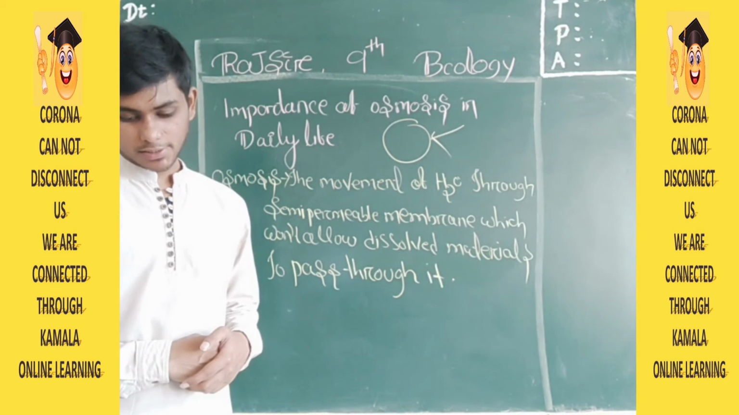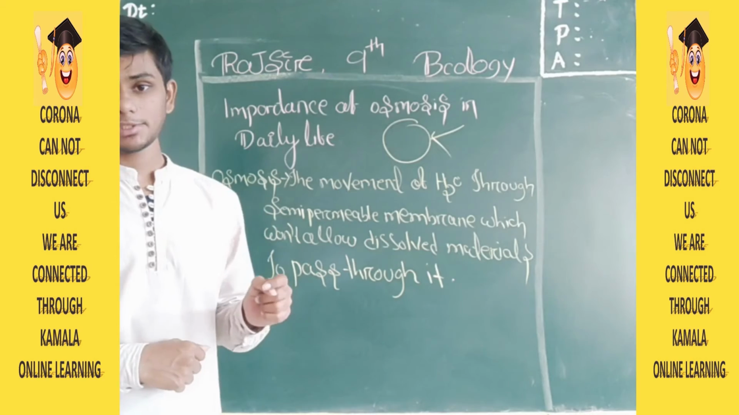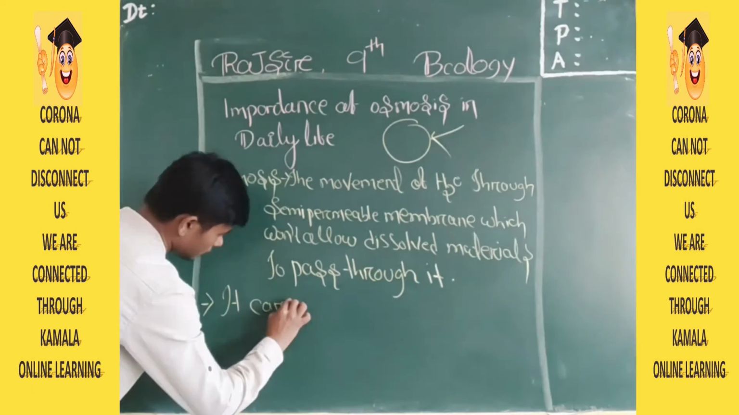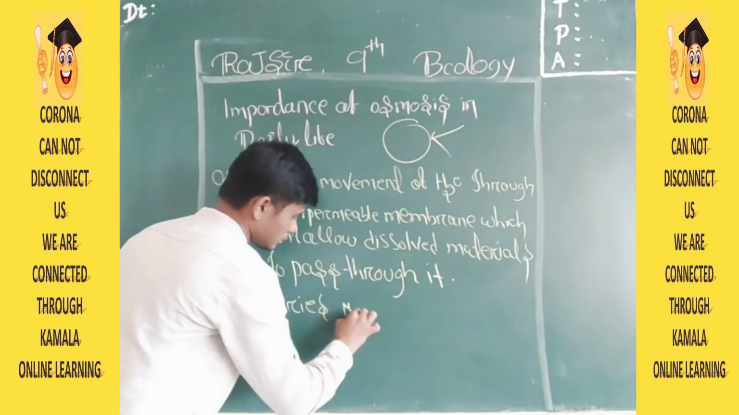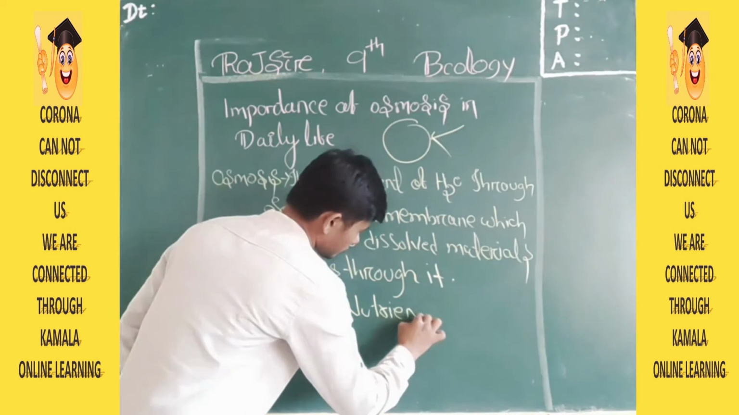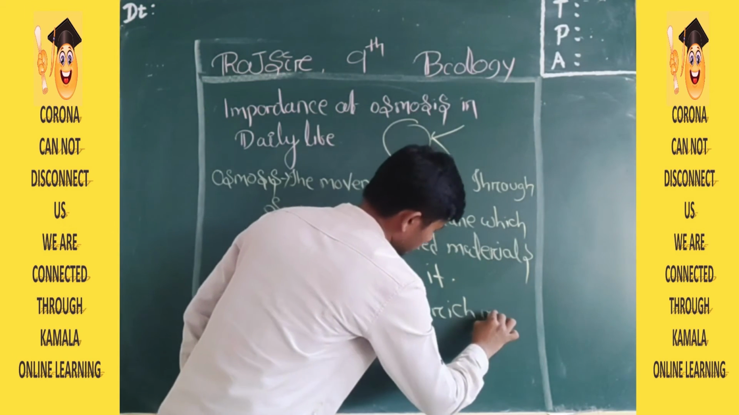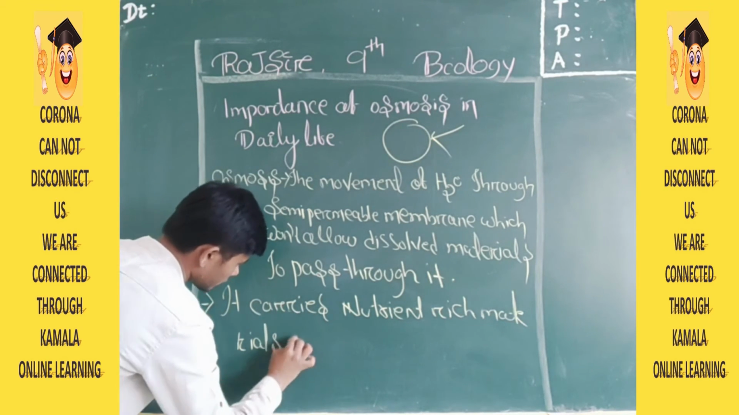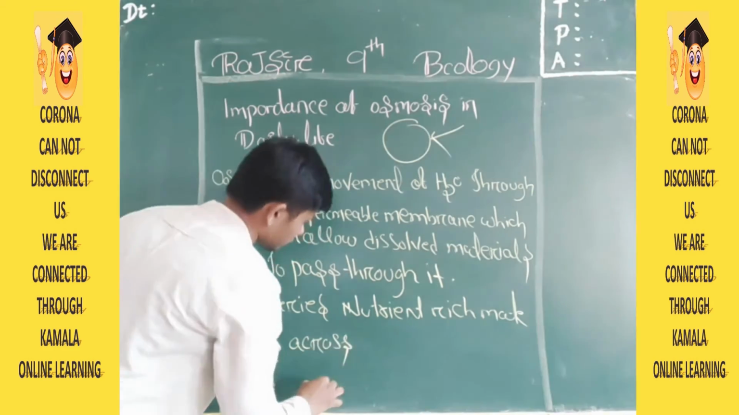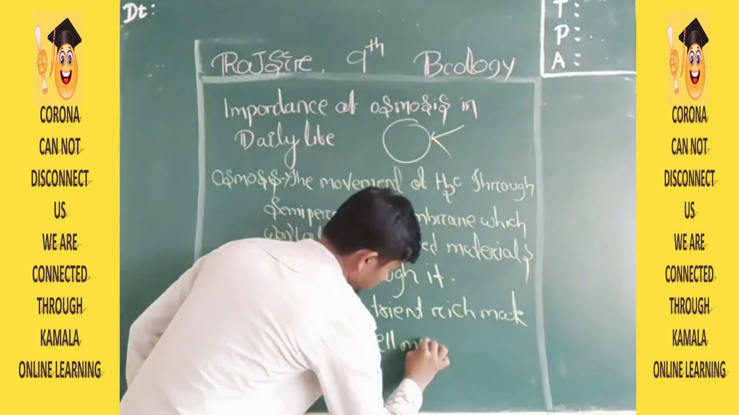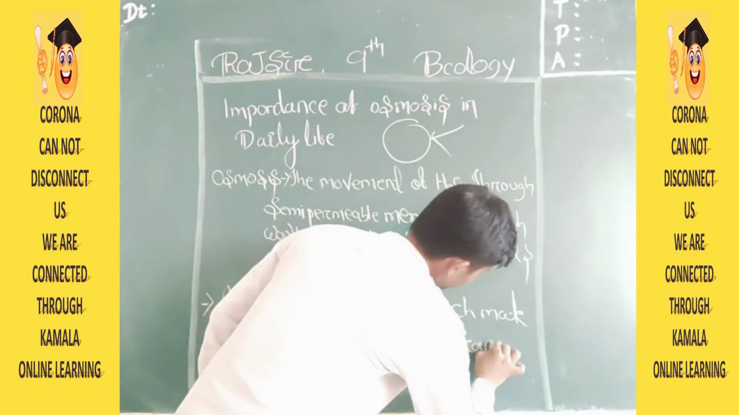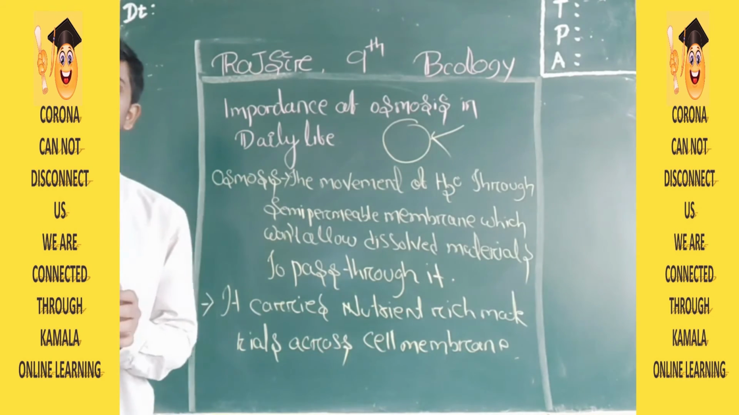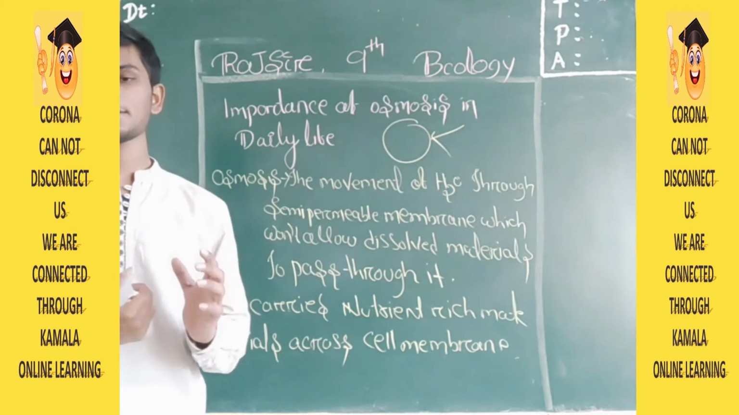Second point, osmosis carries nutrient-rich liquid across the cell membrane. It carries nutrient-rich materials across the cell membrane. Here, when we talk about materials, I am talking about liquids. It will only carry nutrient-rich liquids across the cell membrane.